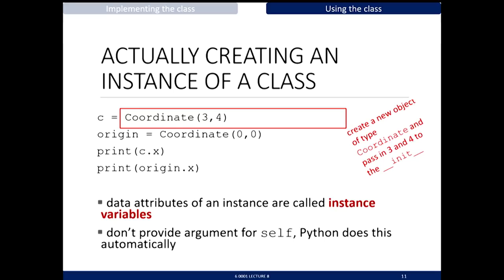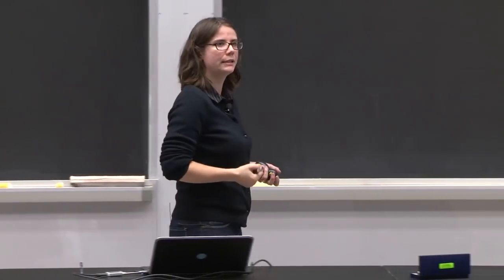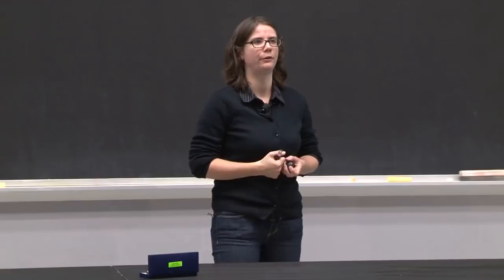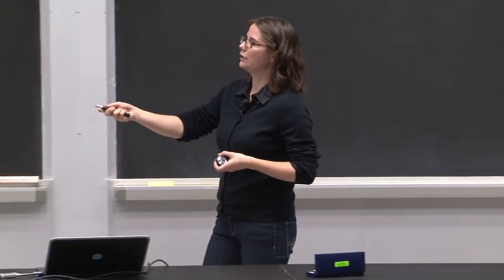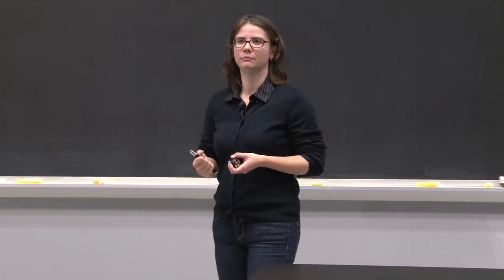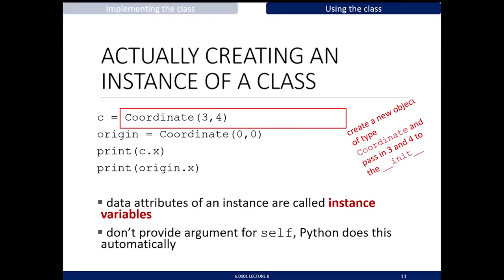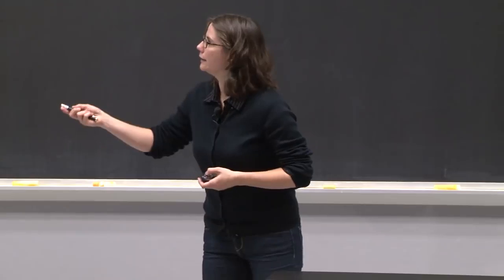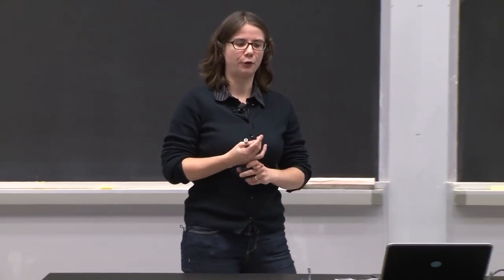We can access the data attributes using this dot notation, and we've seen that before, right? When we've worked with lists, we'd say something like l.append. So the same dot notation can be used with your own objects in order to access data attributes. So here, this is going to print 3 because the x value for object C is 3. And the next line, print origin.x, is going to print 0 because the x value for the object origin is 0.